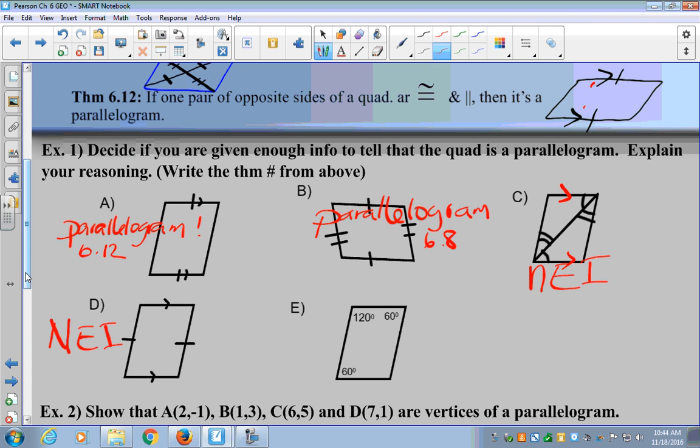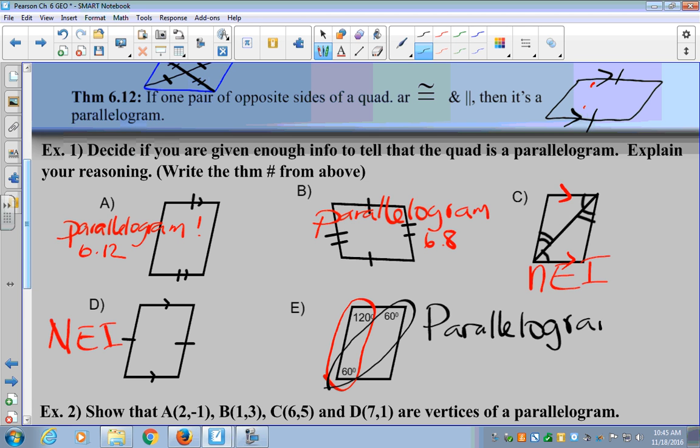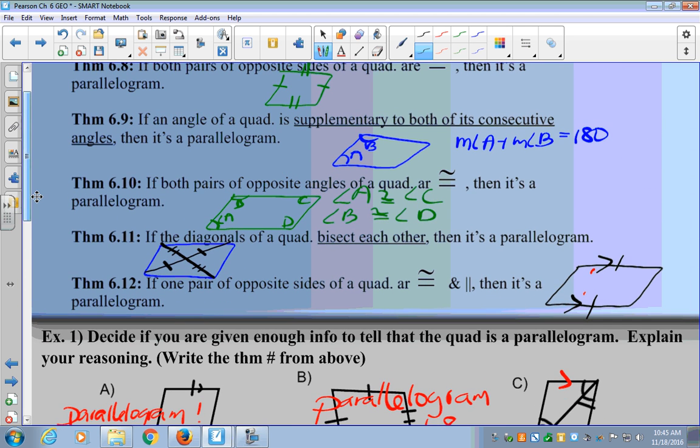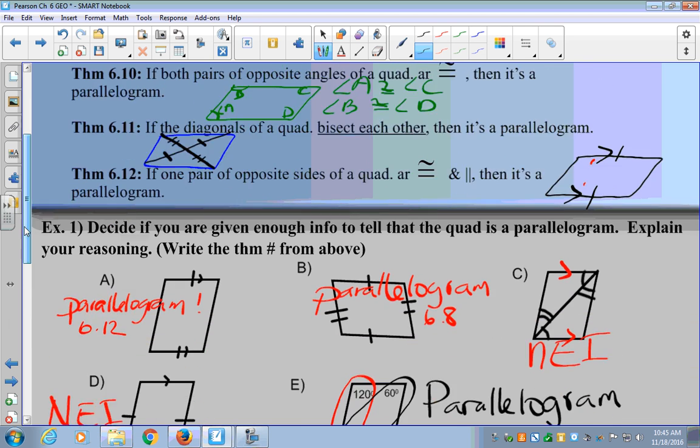All right, what about this? Consecutive angles are supplementary and opposite angles are congruent. Can we call this a parallelogram? Yes, we say parallelogram. Which theorem are we going to use for it? See which one matches. Both pairs of opposite angles of a quadrilateral are congruent. Let's use the supplementary one. Let's go 6-9.